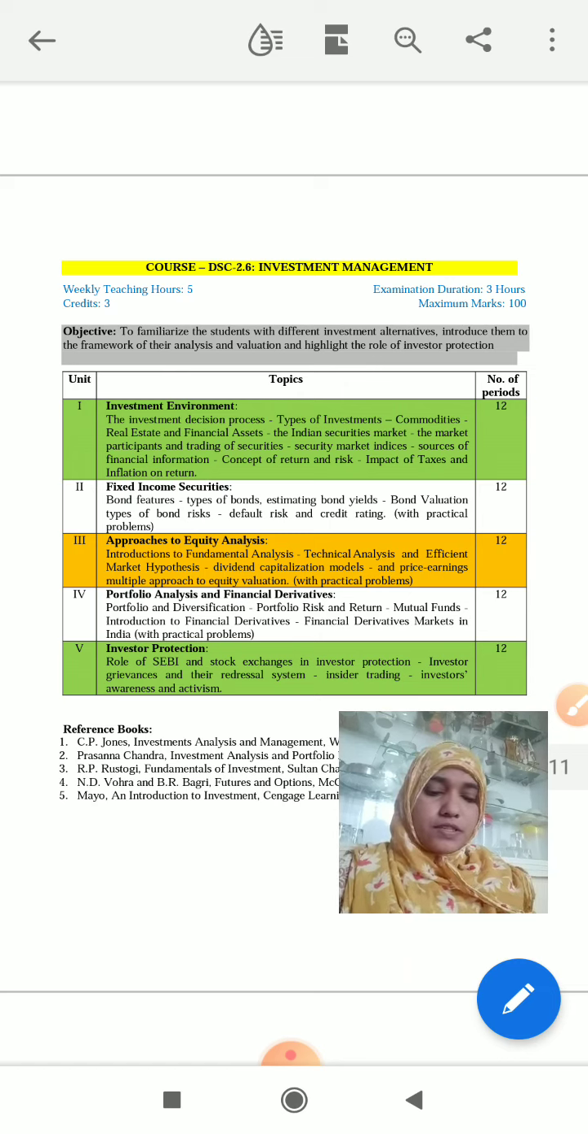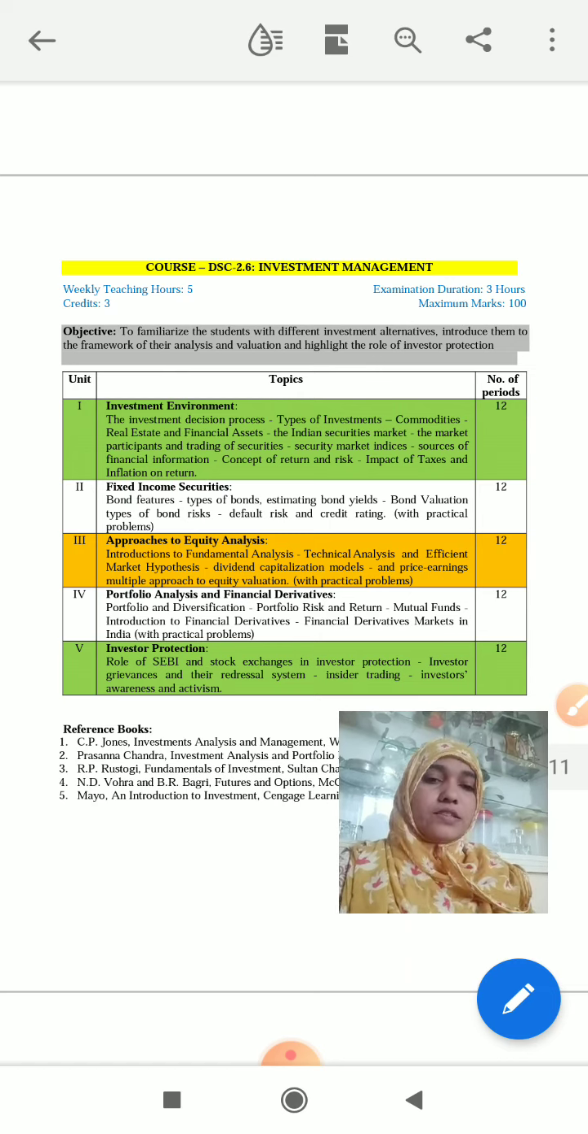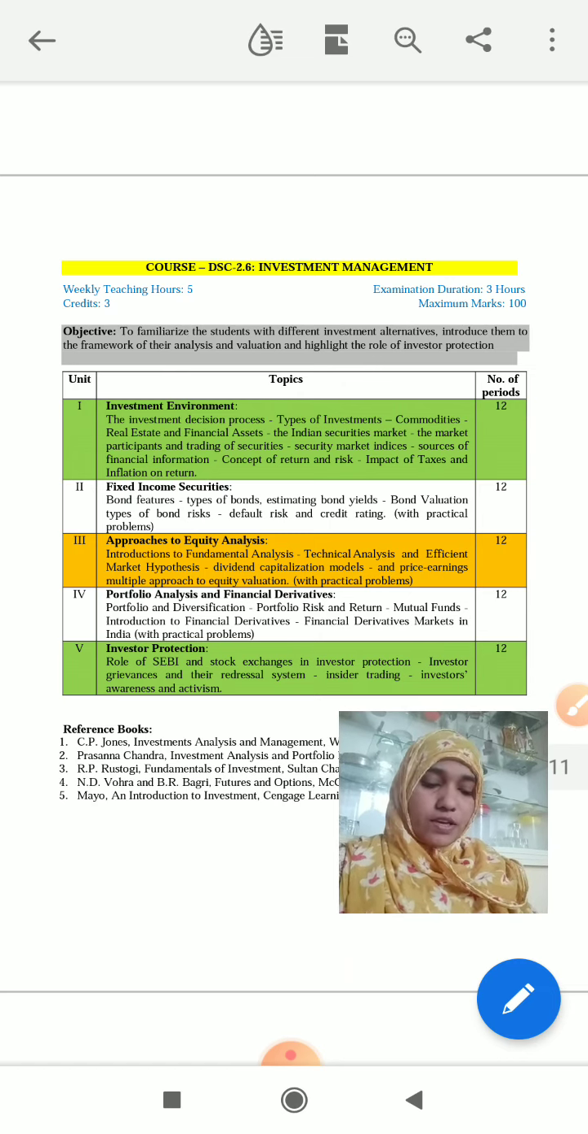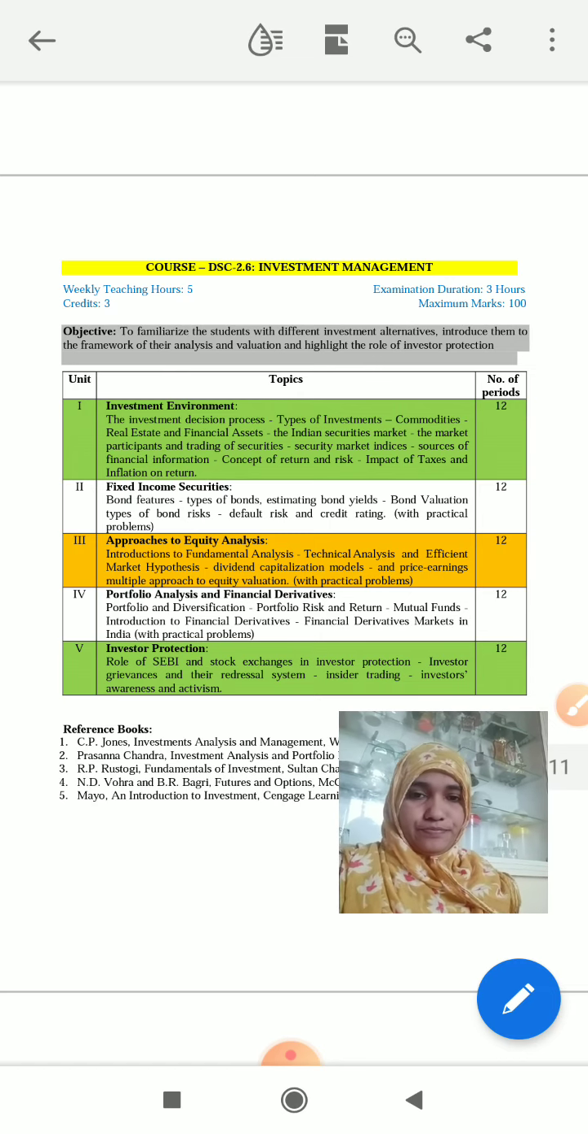The main purpose or objective of the university in bringing this subject is to let students know about various ways of investment, how to frame and distribute their amount for saving money, which provides financial security or earns high returns in the future for the betterment of life. So this is the main purpose of investment management.